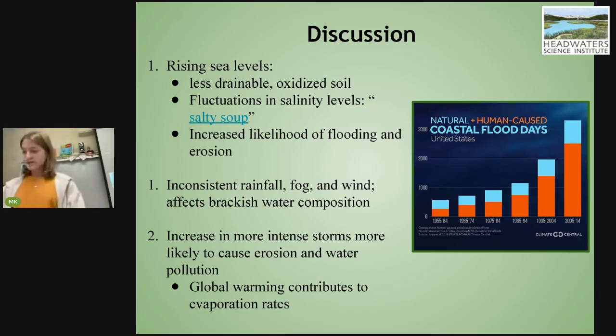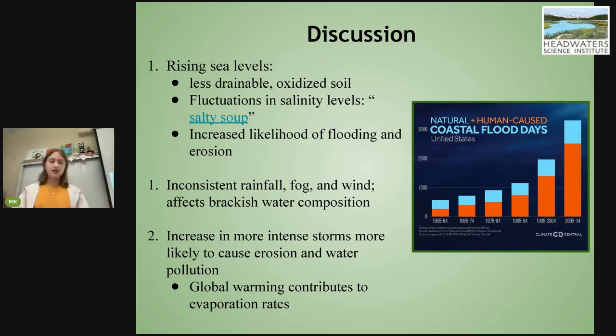Some effects of climate change are rising sea levels, which means that as sea levels rise in the lagoon, that could equate to less drainable oxidized soil because more of the soil would be closer to the water. There's also fluctuations in salinity level. This is a study done about coastal lagoons, actually, I think in Tahiti. It says that it creates sort of a salty soup, which means that because lagoons are low-lying bodies of water, more of that coastal water would flow into the lagoon, messing up the salinity levels.